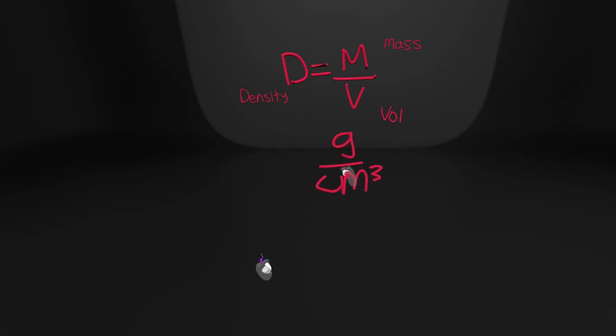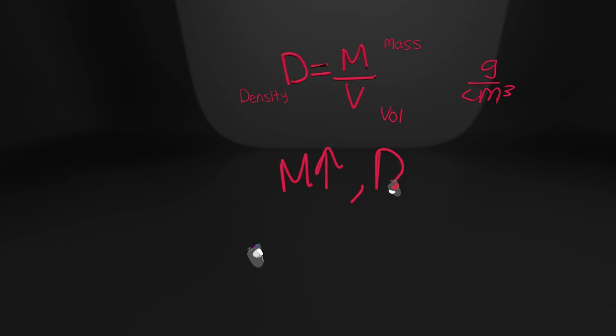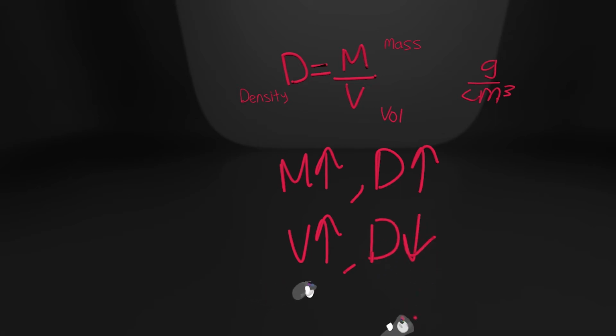Let's take a closer look at this equation. So density in this equation is directly proportional to mass. This means that when mass is higher, then density will also be higher if we have the same volume. However, density is inversely proportional to volume. So when volume increases at the same mass, then density is going to decrease, like so.